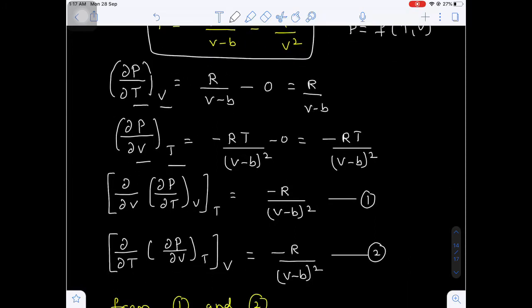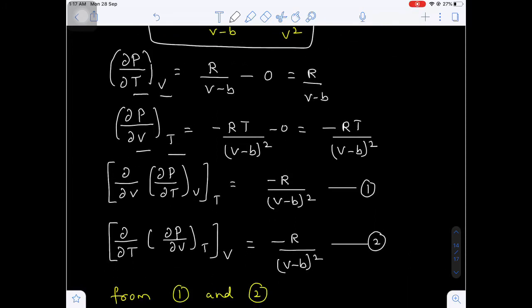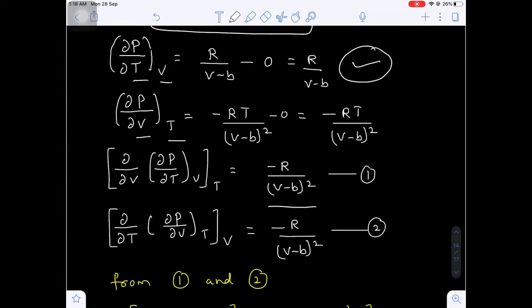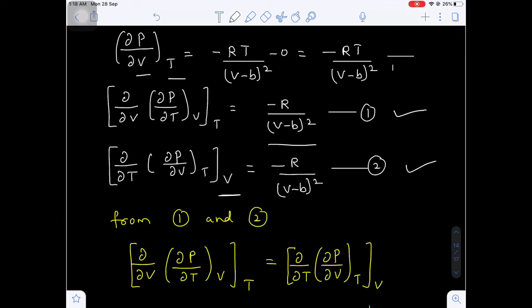Are you getting my point? Now in the first one, differentiation of pressure with respect to temperature, keeping the volume constant. Now differentiate this expression with respect to volume, keeping the temperature constant. You will get −R/(V − b)², because the differentiation of 1/x is −1/x². Are you getting my point? And similarly, differentiation of P with respect to V, keeping the temperature constant. Now this expression is further differentiated with respect to temperature, keeping the volume constant. So from here you will get equation 1 and equation 2.